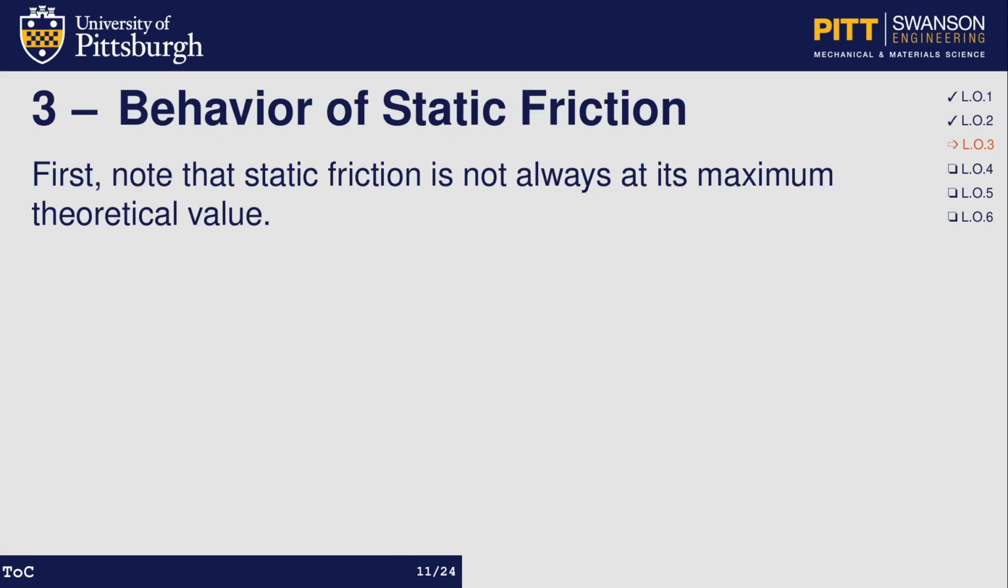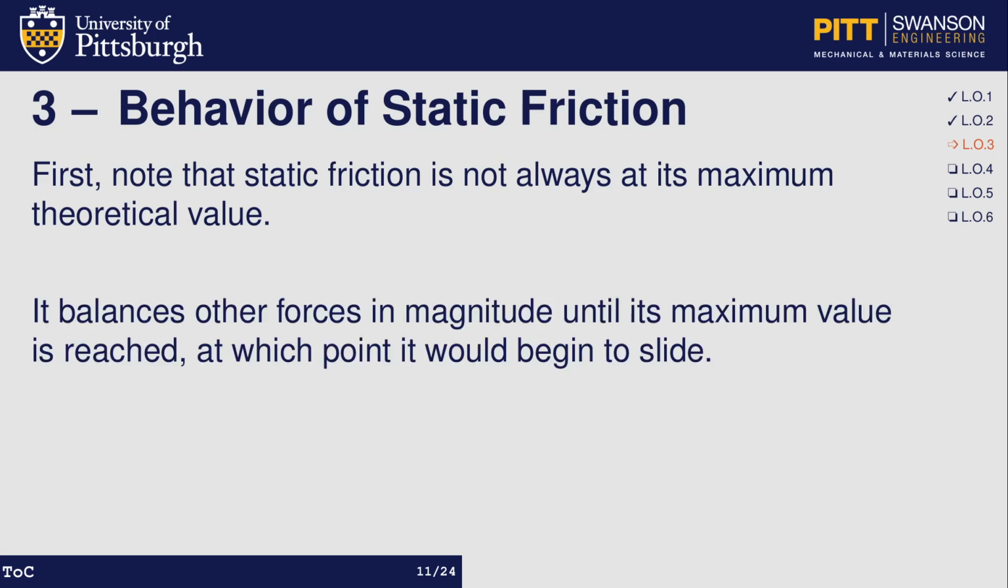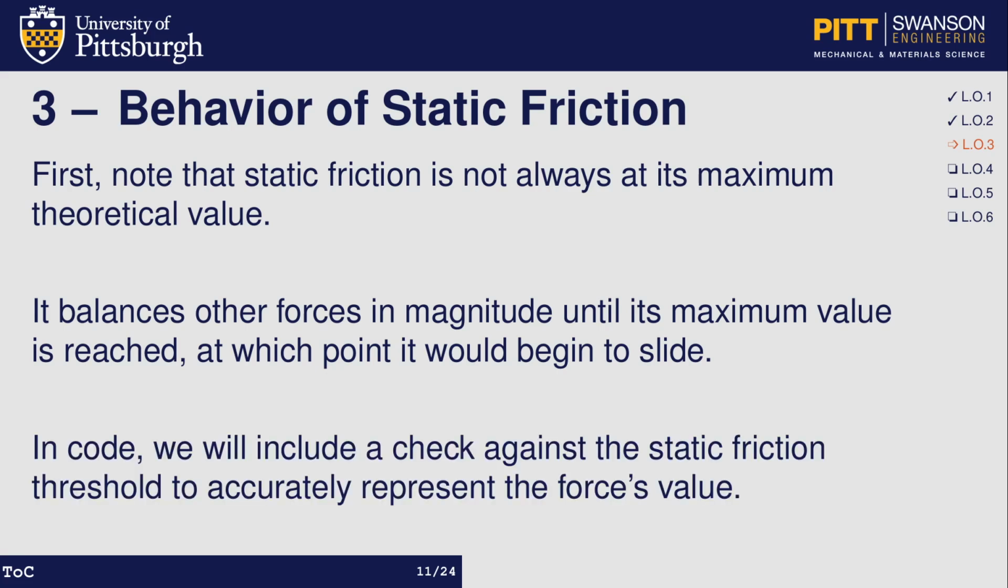Before we actually write any of the code, let's just review how static friction works, because it's not always at its maximum theoretical value, which is what is given by the previous equation. It always balances the other forces present in its net magnitude until its maximum value is reached, at which point the object begins to slide. In code, we'll capture this by including a check against the static friction threshold to accurately represent the force's value.